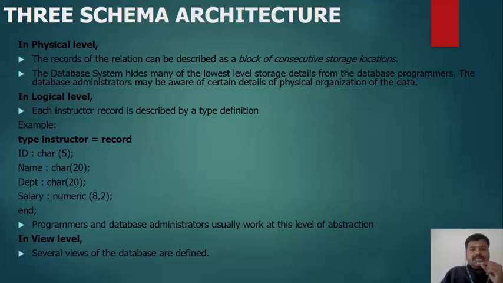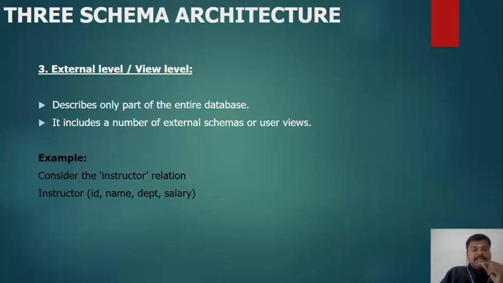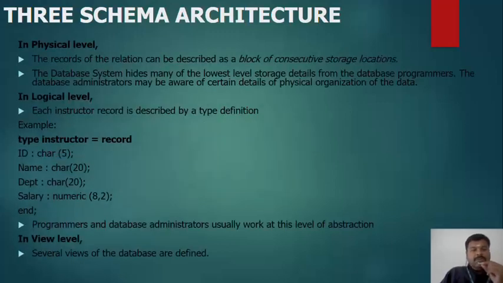When we come to the logical level, we will be discussing the logic. Each instructor record is described by a type definition. So we give some set of definitions at this logical level. Type instructor equals record. We have some set of data which belongs to the instructor. In the previous slide I said the instructor will have the attributes ID, name, department and salary.